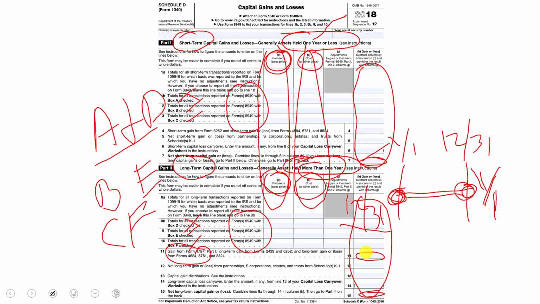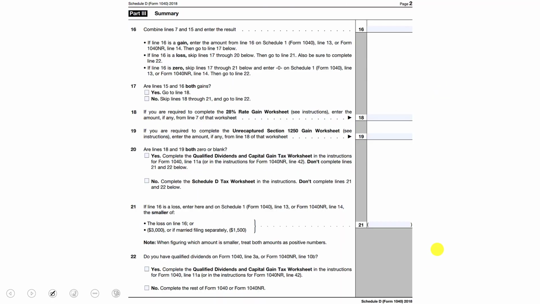But let's flip this form over, Schedule D, and we're going to combine this short-term and this long-term amount, be it gain or loss. And then the total is reported here in line 16. So this is the amount that will go back to that Schedule Number 1.